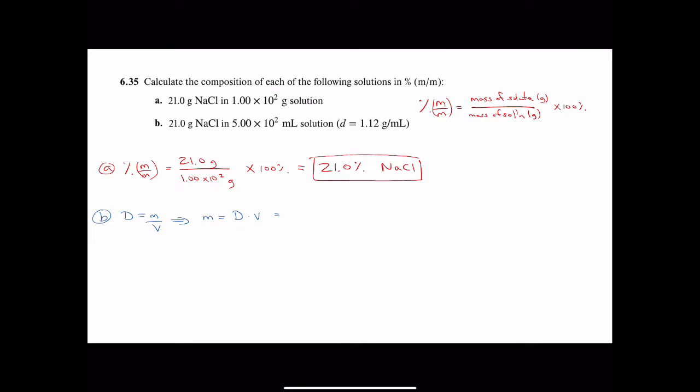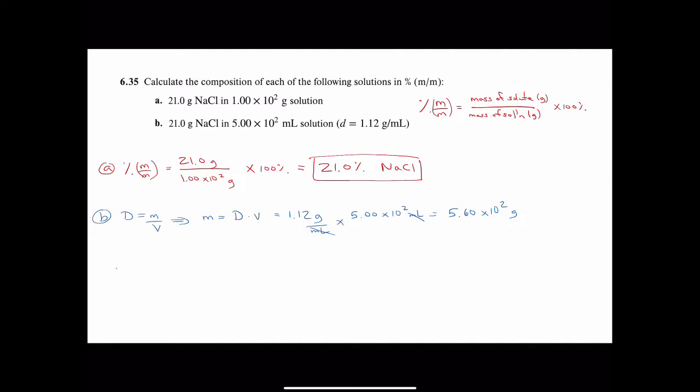And luckily, we've been given both of these. So the density of the solution is 1.12 grams per milliliter, and we have the volume of the solution, which is 5.00 times 10 to the power of 2 milliliters. You can see that the volume units are going to cancel out, and I'm going to end up with the mass of the solution in grams. So when you put that in your calculator, you end up with 5.60 times 10 to the power of 2 grams. So there should be 3 sig figs in that mass of solution.